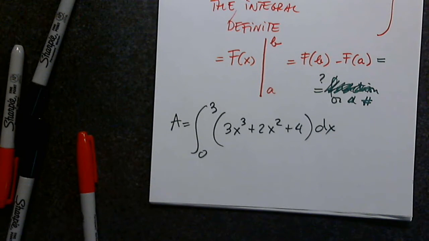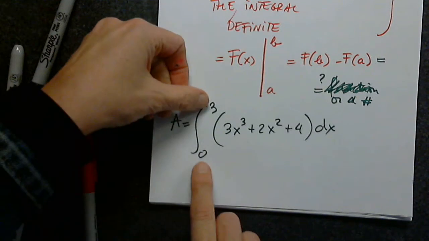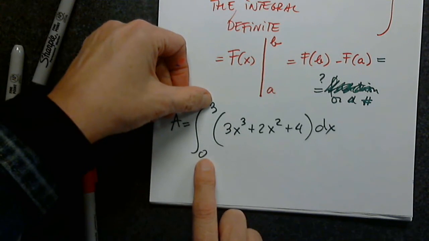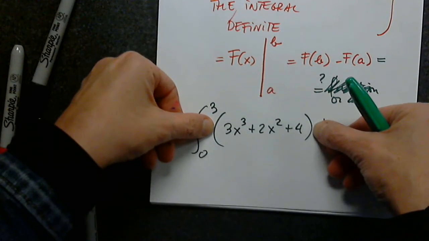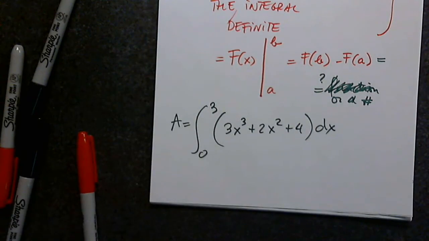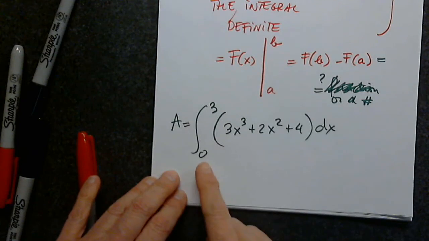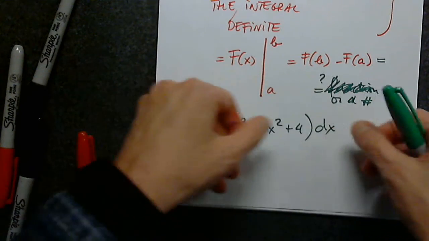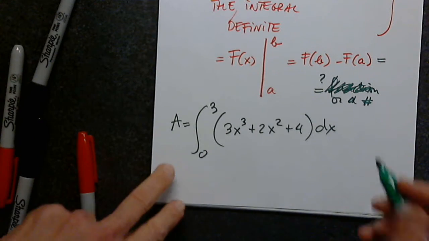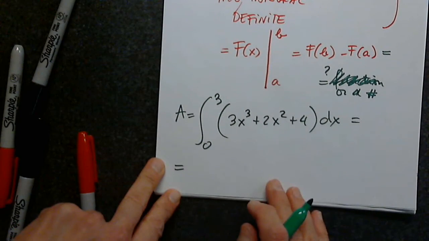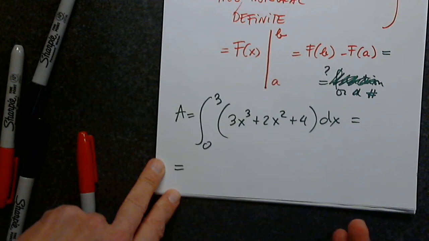Let me make a few things clear. When we calculate the definite integral, we have to have the limits of integration. You have to have dx, and you have to have a function. None of these pieces can be overlooked. The integral symbol, the lower limit, the upper limit, the function, and dx. Good. So let's find the most general antiderivative of this.